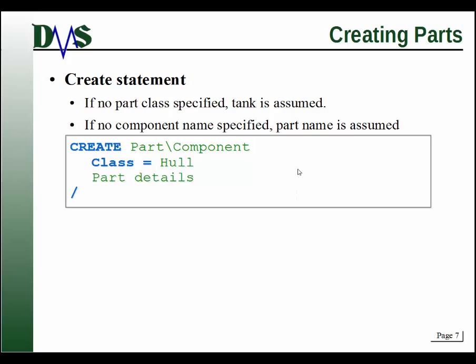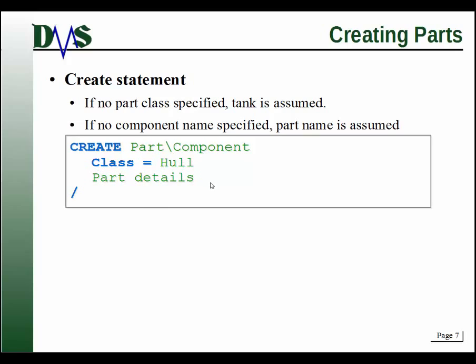Now, when you create a part, the very next command you have must be the class statement. This tells GHS what type of part you have. Do you have a hull, a tank, or a sail? So class equals hull in this case. Now if you don't put in this class part, it will assume that it's a tank part. So that's the default for GHS. And it's very, very critical. This has to be the very first statement inside your create statement.